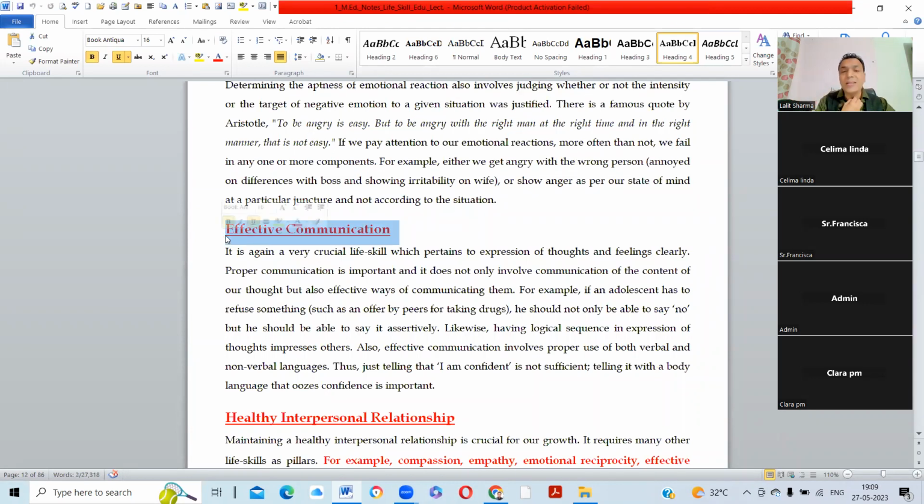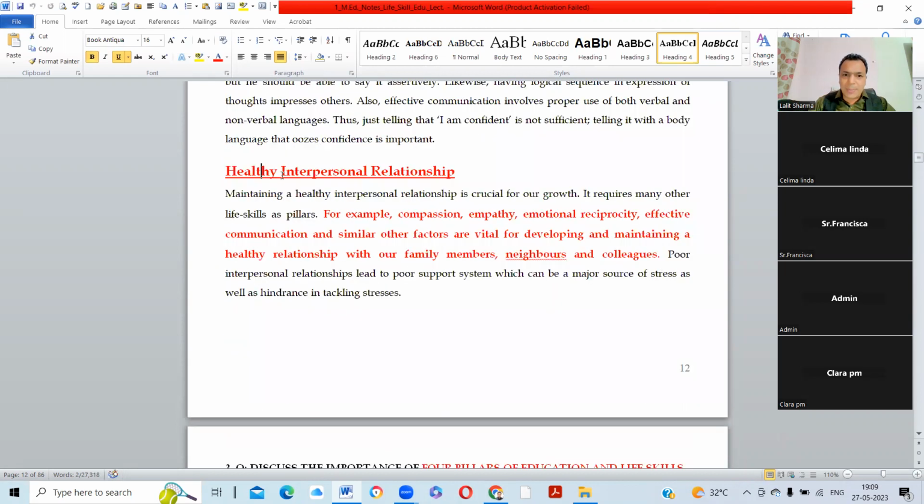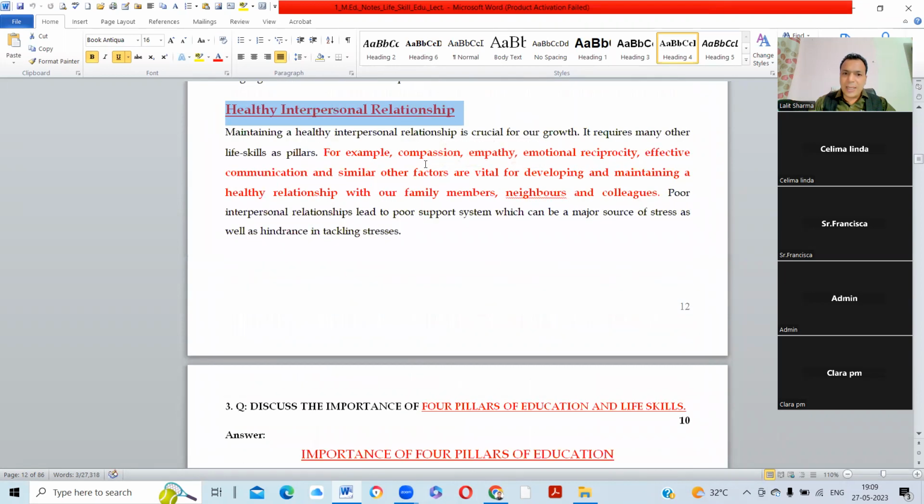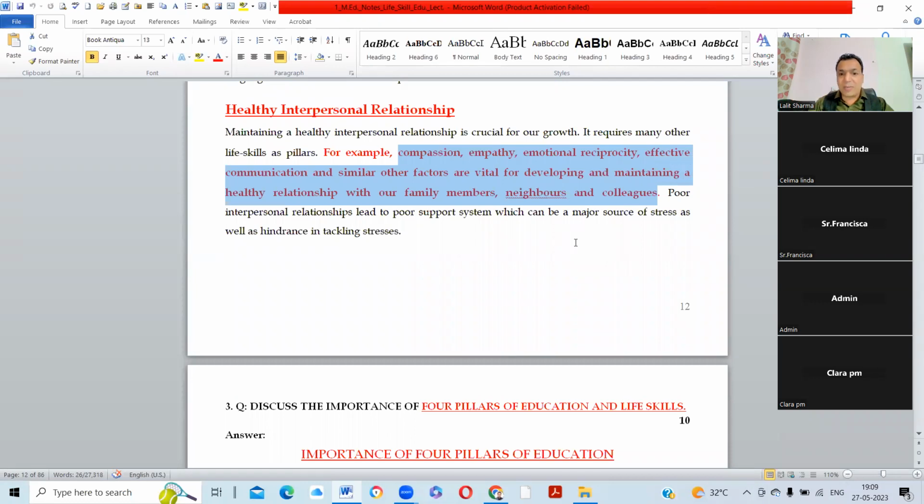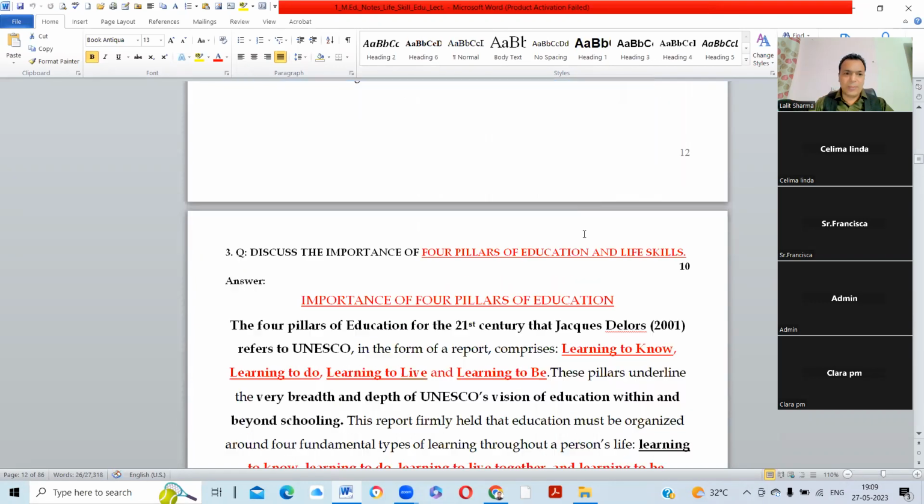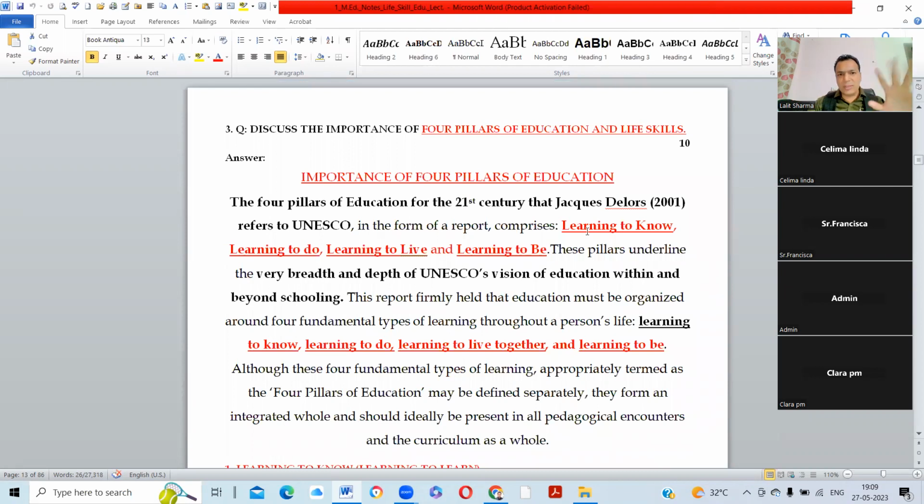This is also an important skill. If you are not a good communicator, a student will not become a good communicator, because students are a copy of you, students copy you. Healthy interpersonal relationships, right? Compassion, empathy, emotional reciprocity, effective communication, and similar other factors are vital for developing and maintaining a healthy relationship with family members, neighbors, and colleagues. Okay, so guys, these are all the core skills you have to learn.